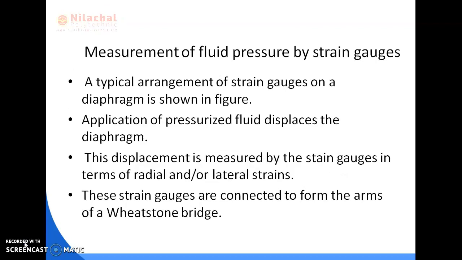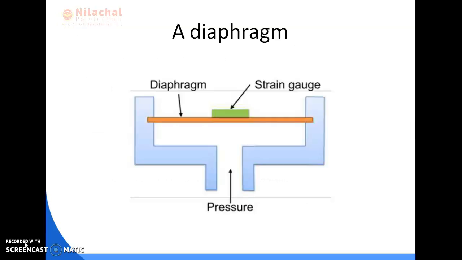So here you will see the measurement of fluid pressure by strain gauge. A typical arrangement of strain gauges on a diaphragm is used to measure the fluid pressure. The application of pressurized fluid displaces the diaphragm. This displacement is measured by the strain gauges in terms of radial or lateral strain. These strain gauges are connected to form the arms of a Wheatstone bridge.